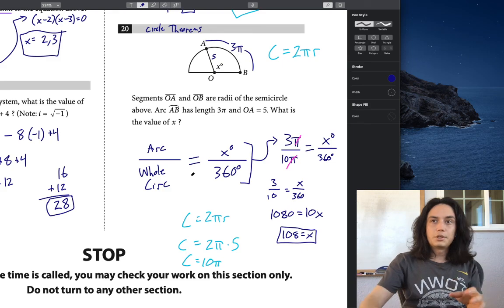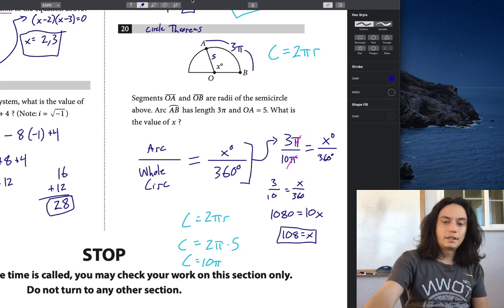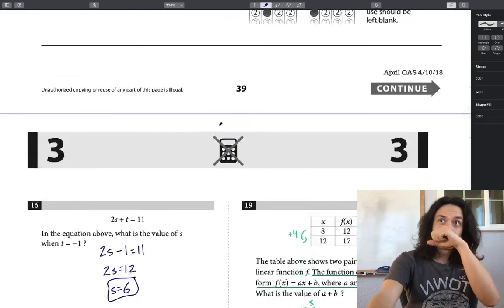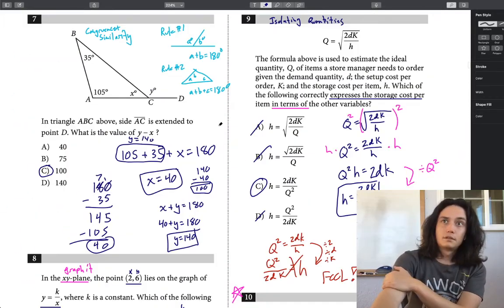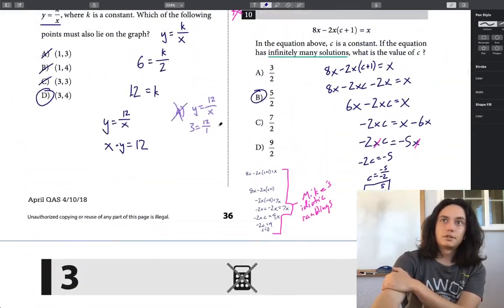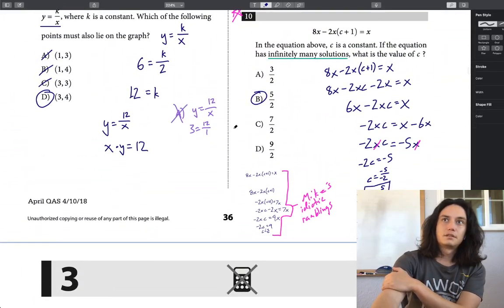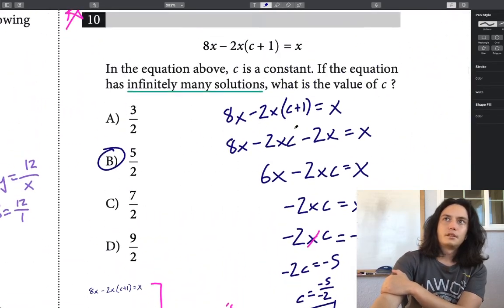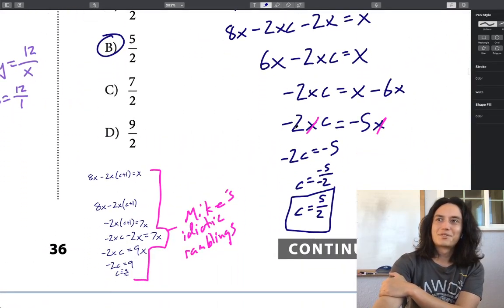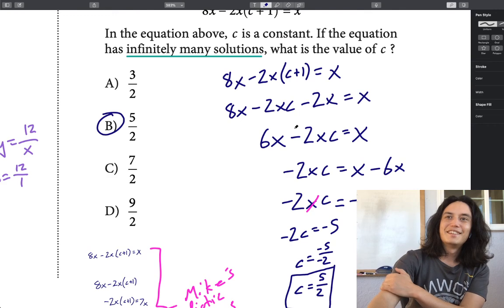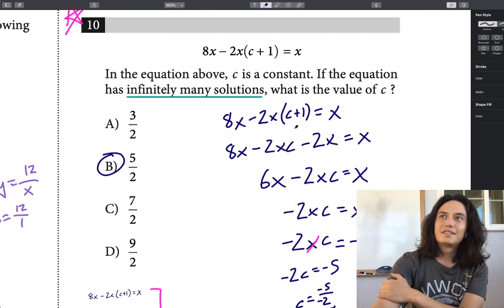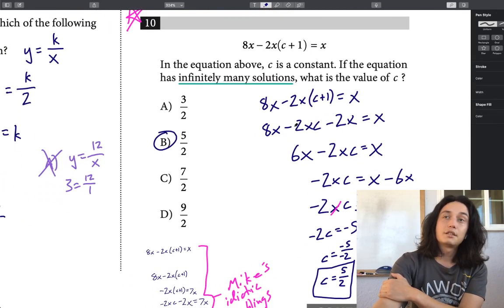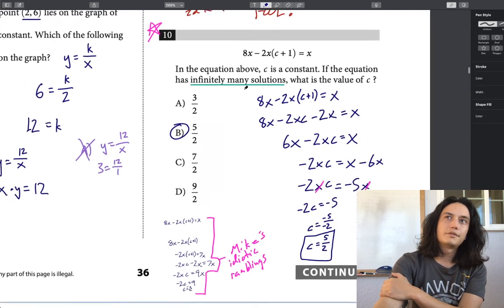All right, here's where you can stop if you want, but I am just going to return back to this question. Which one is it? Oh, Mike's idiocy. And we're going to see what was wrong with this. I'm so stupid. All right. 10. In the equation above, c is a constant. If the equation has infinitely many solutions, what is the value of c?